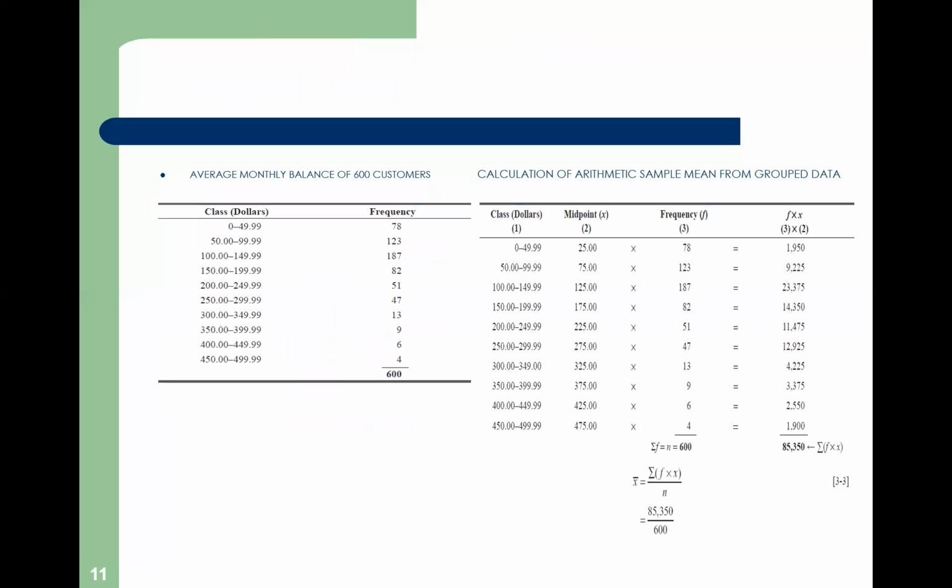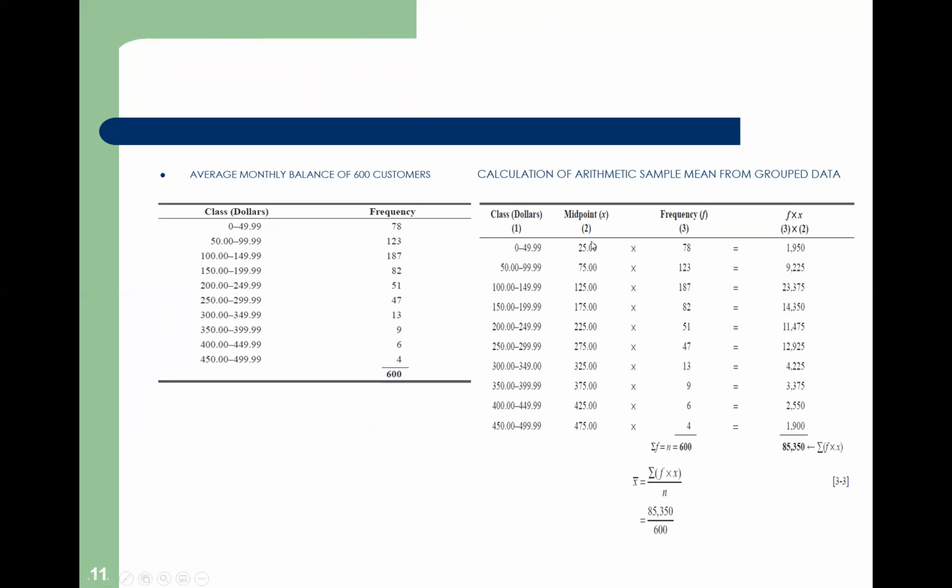Here is the example for this. Average monthly balance for 600 customers of a bank. Here you can see the classes that start from 0 to 49.99, then 50 to 499.9. All these are classes, and here are the frequencies. For the first class, frequency is 78. For the second class, it is 123. For the third class, it is 187, 82, and so on. Total frequency is 600. Here is the calculation of arithmetic mean on the right side of this slide.